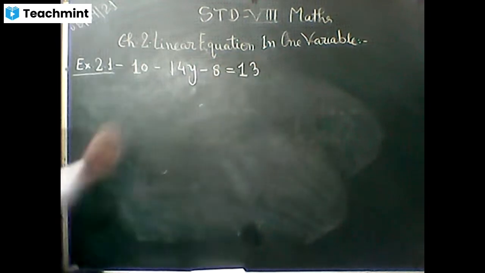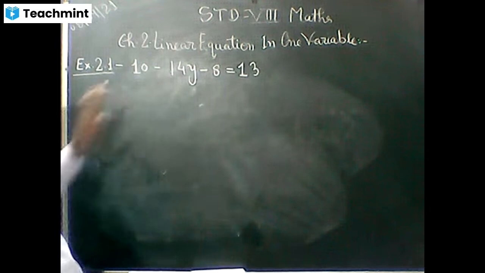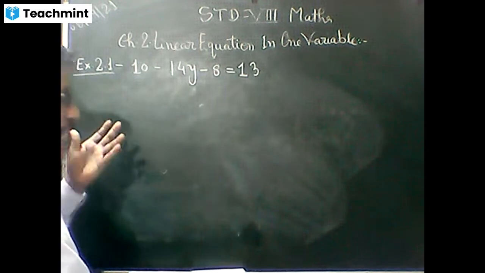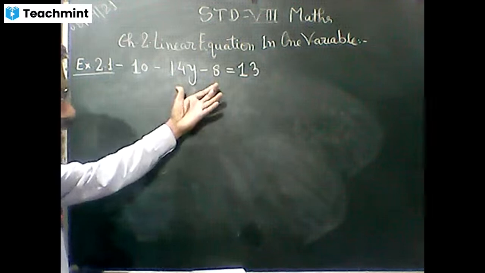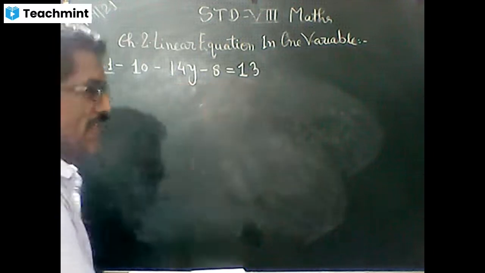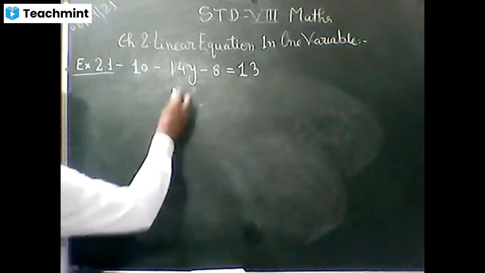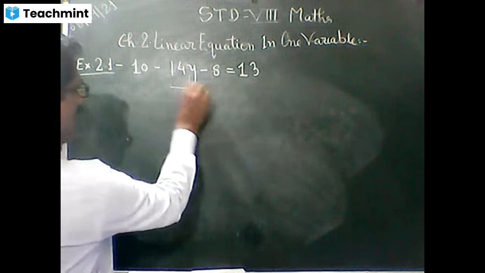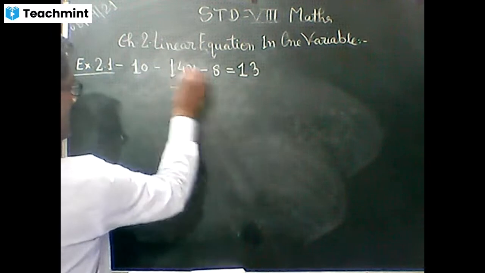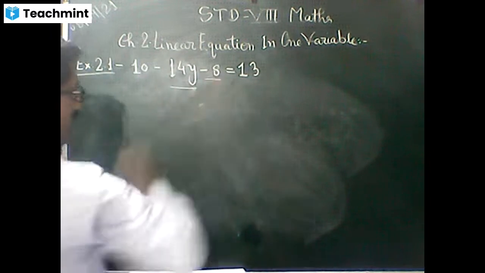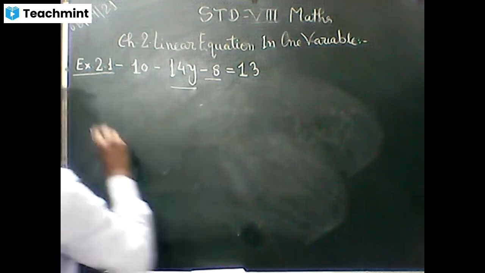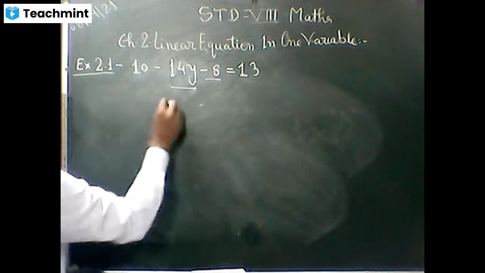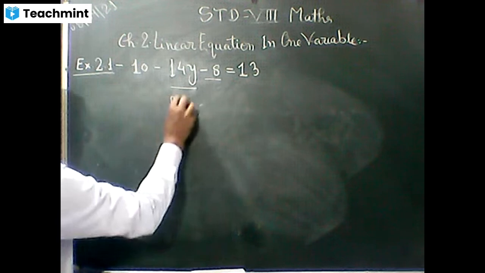Here, now first of all, we have to check our sides. This is our left hand side and this is our right hand side. Our first term is variable and our second term is non-variable. By the transposing law, first we have to transpose our non-variable. Then we have to write by transposing.